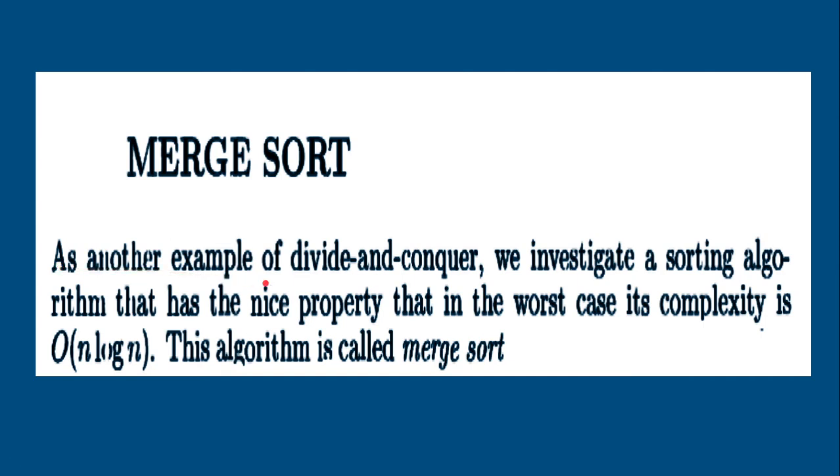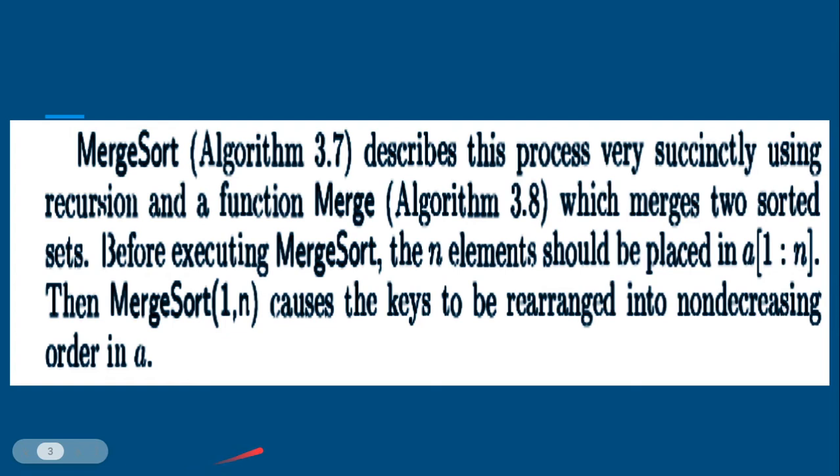As another example of divide and conquer, we have seen in earlier classes finding the minimum and the maximum of a given array, which is one example of the divide and conquer technique. The next example of divide and conquer is the merge sort. It is a sorting algorithm that has a nice property that in the worst case its complexity is order of n log n. This algorithm is called merge sort. Okay, let us see how the merge sort works.